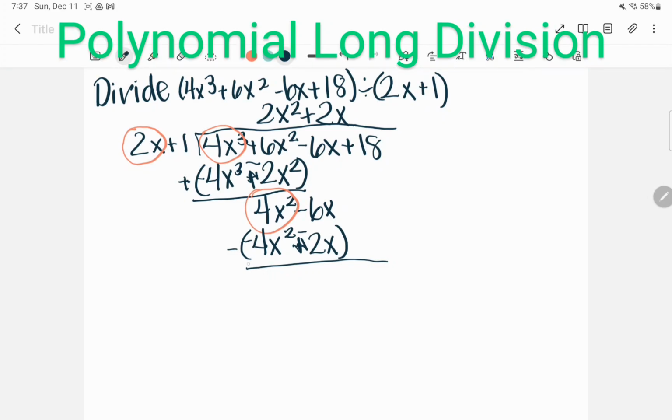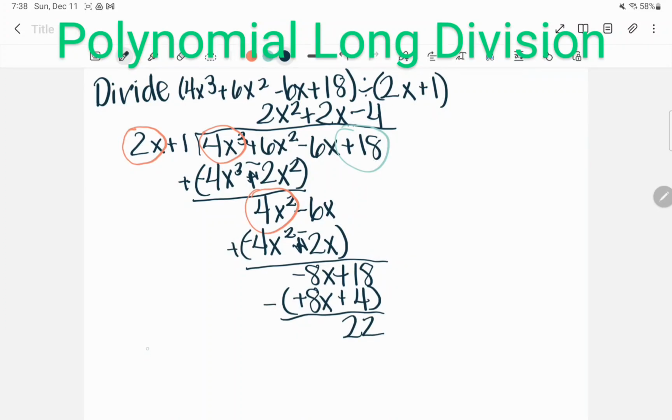The 4x squared minus 4x squared will add to 0x squared, so I don't need to write that. This will sum then 6x minus 2x to negative 8x, and I'm going to bring down my next and final term, that positive 18. And my last question to myself will be, what do I need to multiply positive 2x by to get negative 8x? And that is, of course, negative 4. So that will yield negative 8x minus 4, and subtracting this, I will get a remainder here.